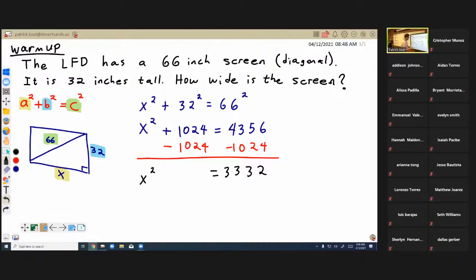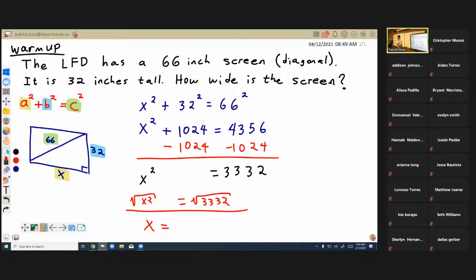All right, so we're going to do the square root on both sides. So the square root of x squared and the square root of 3,332. That will give us the square root of x squared is x. The square root cancels with the square. We just get x is equal to the square root of 3,332. And what is that?